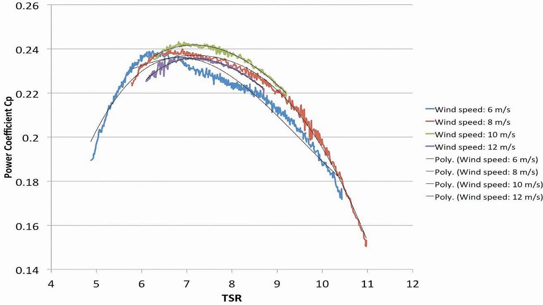Our recorded data was processed to produce a graph of power coefficient versus TSR for each of the wind tunnel test speeds. As you can see from the graph, our turbine achieved a maximum power coefficient of 0.242 at a wind speed of 10 meters per second.